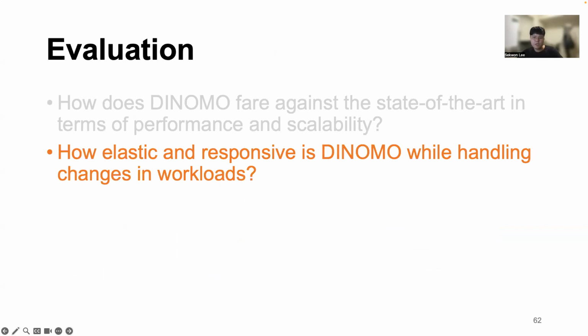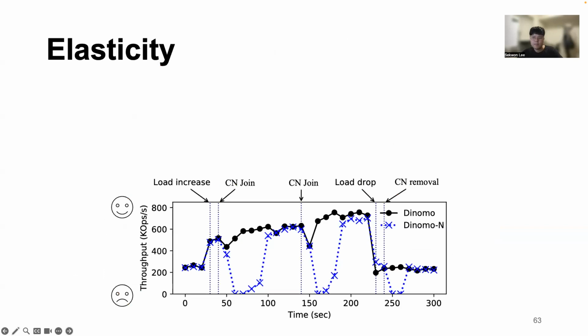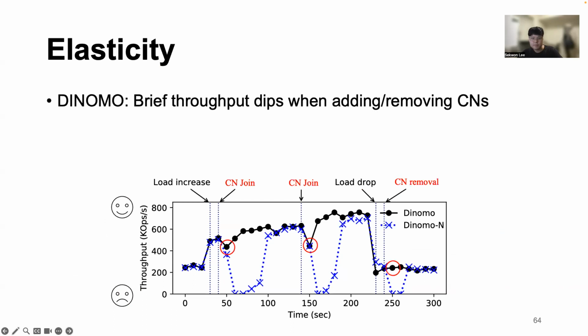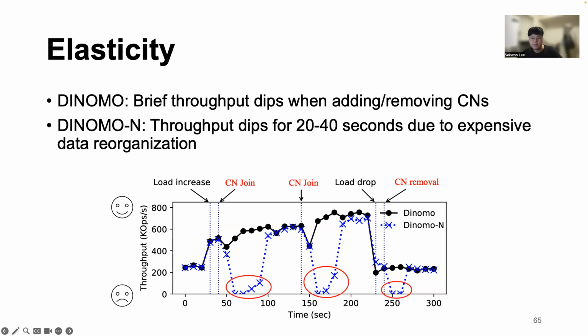Next, we evaluate the elasticity of Dynamo. This graph shows our auto-scaling experiment, which scales compute nodes depending on the load variance. The x-axis presents the execution time, and y-axis indicates the corresponding throughput variance. In this experiment, we only observe brief throughput dips in Dynamo at every reconfiguration. But Dynamo N experiences long throughput dips due to its expensive data reorganization overhead, showing the effectiveness of ownership partitioning at reconfigurations.